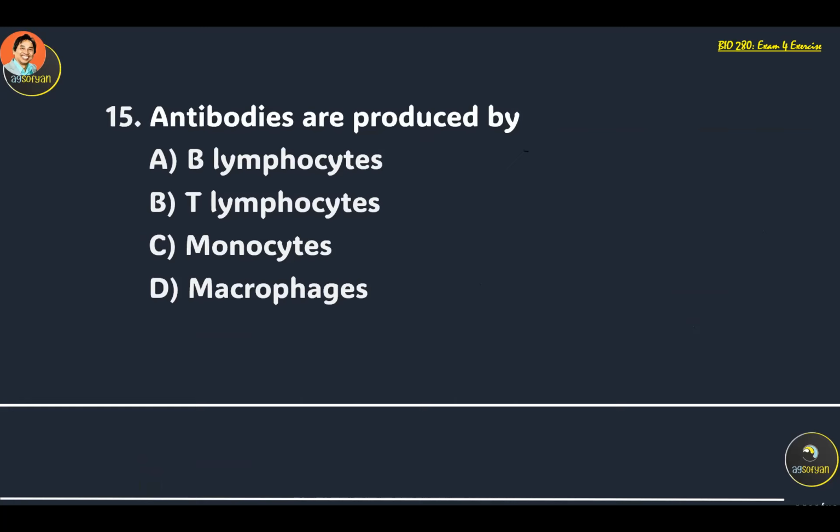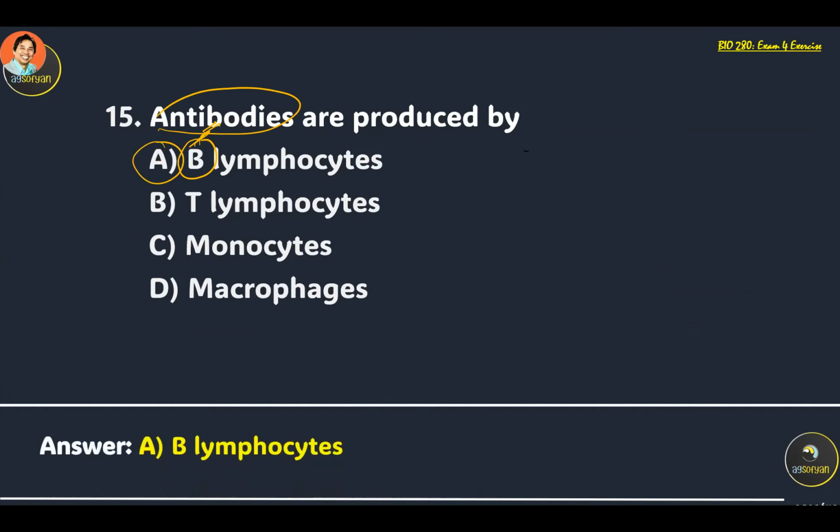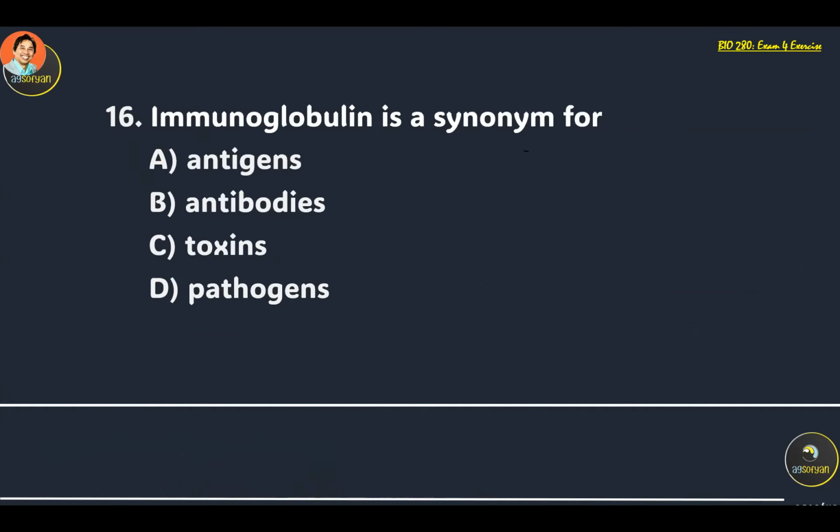Antibodies are produced by A, B, C, or D. We just mentioned that the one that produces antibodies is the B lymphocyte. Just remember the letter B: antibodies are produced by B lymphocytes, or B cells. Immunoglobulin is a synonym for A, B, C, or D. I just explained that antibody is a synonym of immunoglobulin, or Ig.